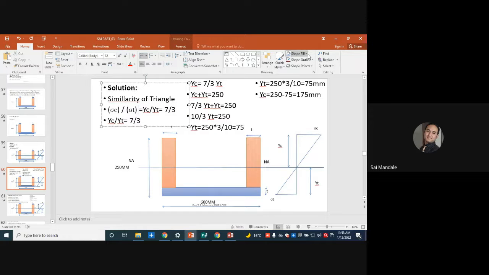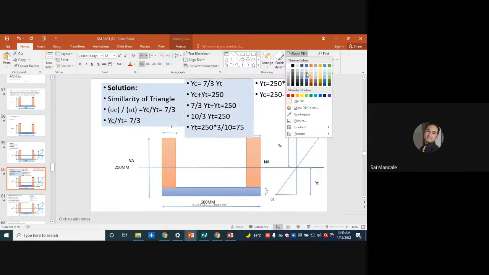The second part, I'm just rearranging the term: YC upon YT is equal to 7 by 3. So YC becomes 7 by 3 into YT. But just now Rushi has told me, sir, YC plus YT is equal to 250. So I'm just putting the value: 7 by 3 YT plus YT. So the addition would be equal to 250.